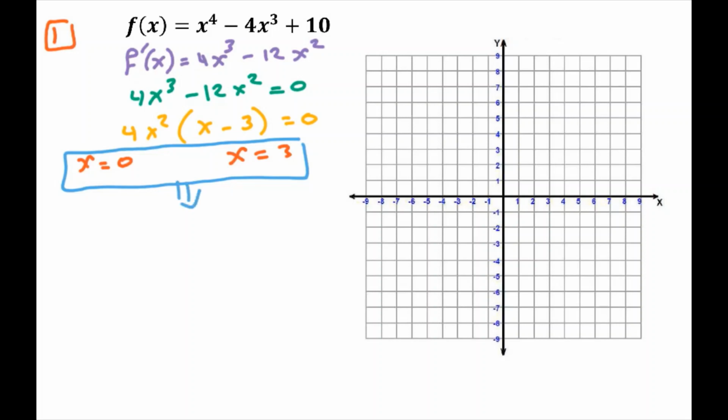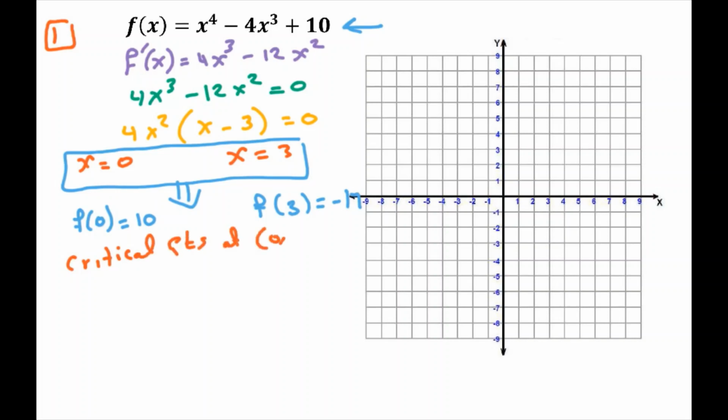So if you want to find f of 0, it's going to be 10. f of 3, you can substitute it here, right? It will be negative 17. So I do have critical points at (0, 10) and (3, -17). Now I need to study the sign to see the increasing and decreasing intervals. So I can take 0 here and 3 here. Take any points to the left of 0, between 0 and 3, and to the right of 3, and study the sign of f prime of x.